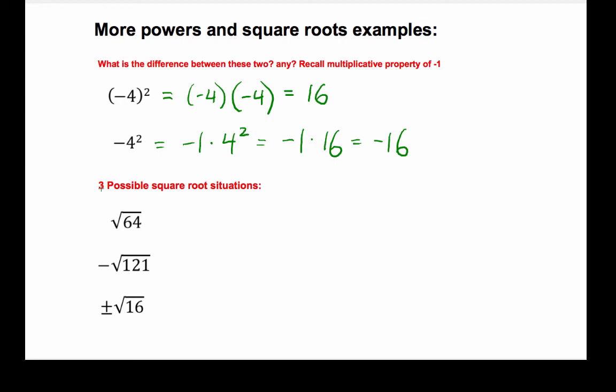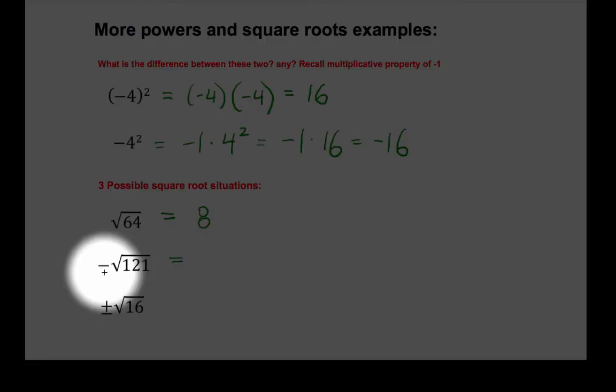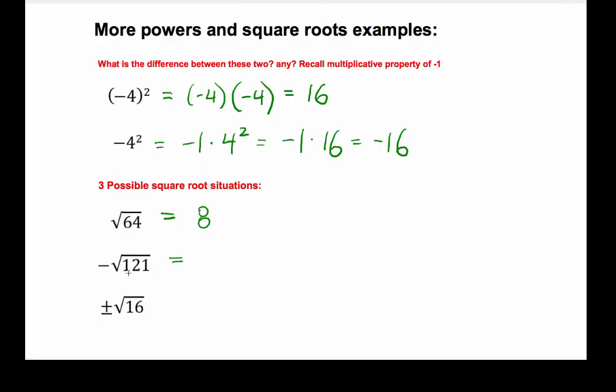So here we have 3 possible square root situations. The first one is the one that we've already seen. Radical 64 is asking us for the non-negative square root of 64, which is 8. Second problem here, we have this negative sign in front of the radical. This negative sign is asking us for the negative square root of 121. The square root of 121 is 11. It's asking us for the negative. So the answer is negative 11.